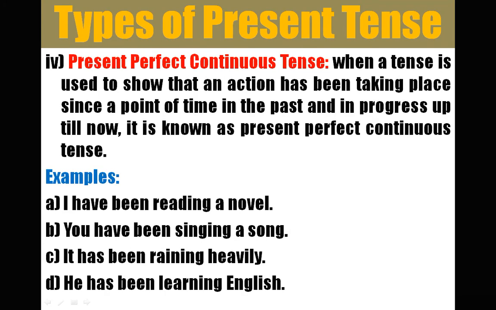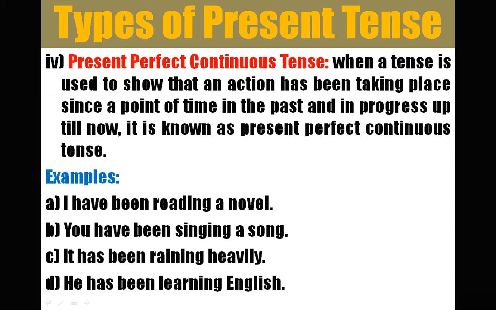Okay, now look at present perfect continuous tense. What is the difference between present perfect tense and present perfect continuous tense? Okay, now look at it very carefully. We identify present perfect continuous tense when it is used to show that an action has been taking place since a point of time in the past and is in progress up till now. That shows that it is present perfect continuous tense.